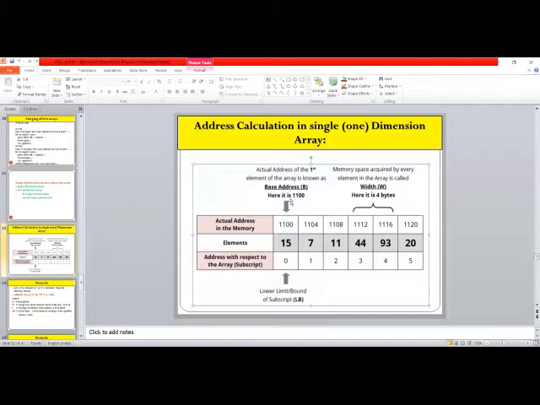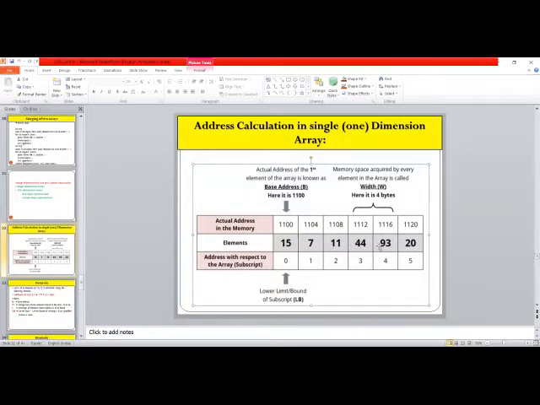Okay. So base address is compulsory. Then you can see here width. Now, what is the width of a particular memory location? That width is dependent on the type of element that you are going to store in your array. Now here, as you can see, we are storing integer type of elements in this array, right?